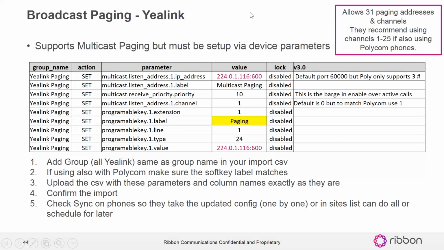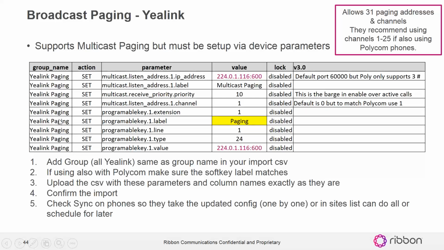Now, the broadcast paging, multicast paging, works with Yealink, as I said, and we've talked about these parameter deals with what Ted just talked about in Park. And if you're not familiar with that, we're not talking about using the web interface into the phone itself, okay? We're talking about using our device parameters, creating a group, and then uploading a CSV file, which you can type all this in, but this Yealink paging here is what I called it.